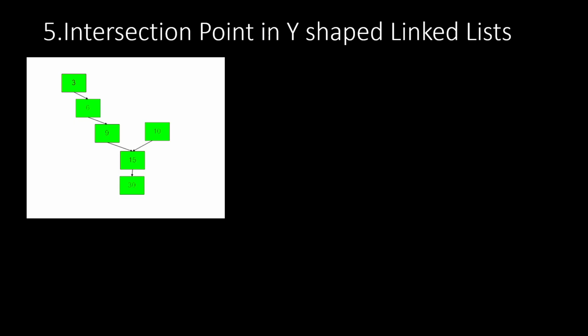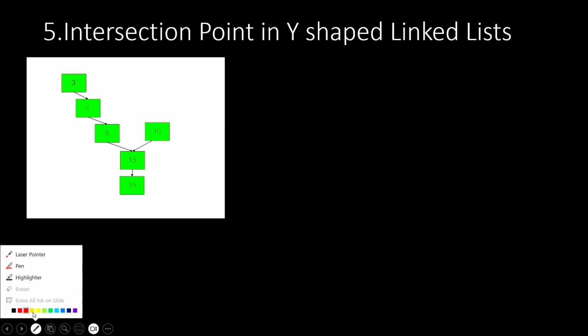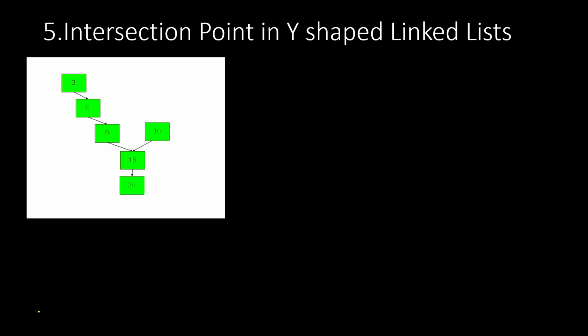Now coming to the understanding of the question, here a linked list has been given which is in Y shape. You can see on the screen we have 3, 6, 9, 10, 15, 30. This is our example. Now how can we find the intersection point? That's the question. We want to find the intersection point and return the data of that address. The common intersection point will always be a common address.